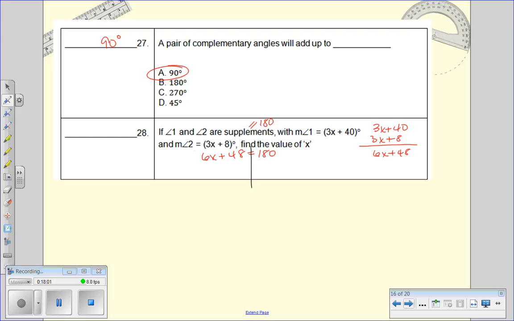So now it's a nice algebra problem. Let's subtract 48 from both sides. We get 6x is equal to 180 minus 48, which is 132. To get the x by itself, we'll divide both sides by 6, and that'll give us x is equal to 22. And that is all we were asked to find, the value of x.